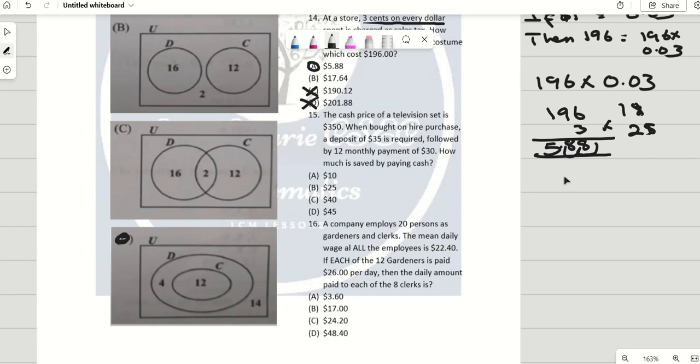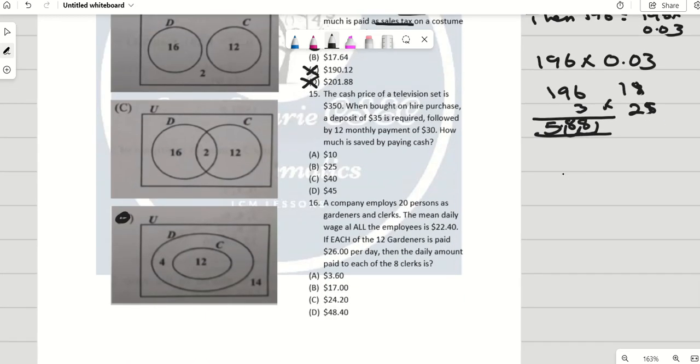All right. Number 15. The cash price of a television set is $350. When bought on hire purchase, a deposit of $35 is required, followed by 12 monthly payments of $30. How much is saved by paying cash? For this one, I think this is a repeated question. The answer is D, but let's check it out.